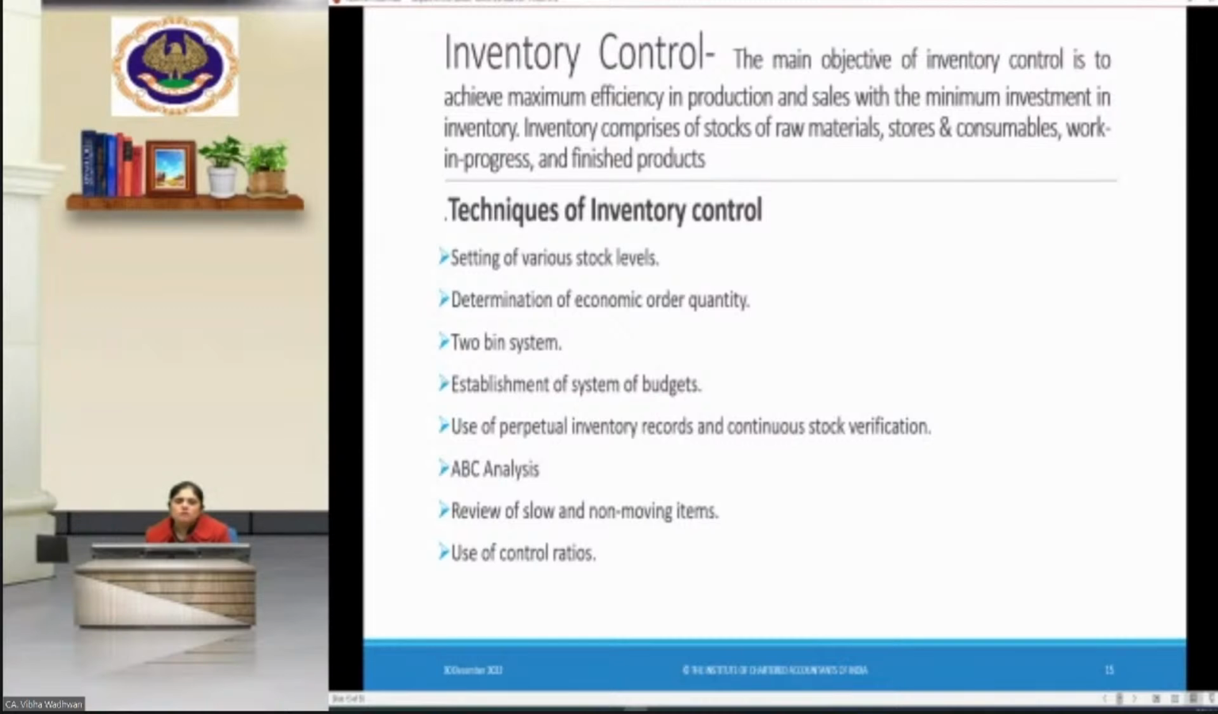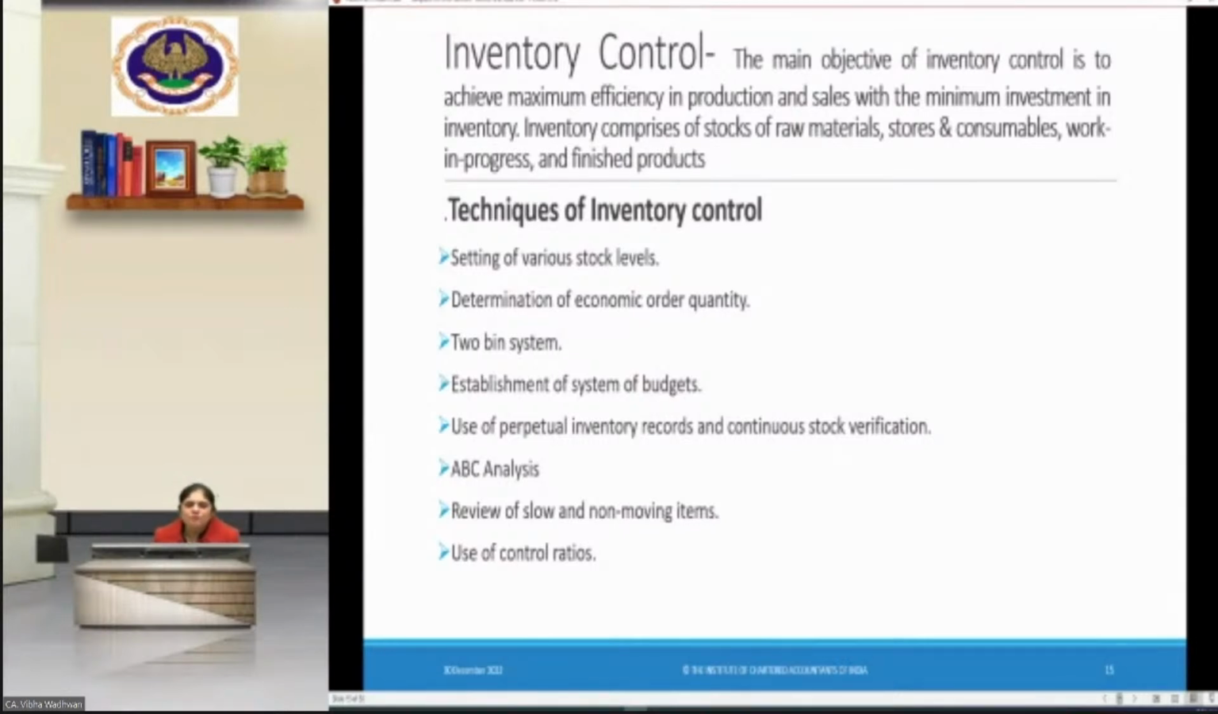All right. So moving on to inventory control. The main object of inventory control is to achieve maximum efficiency in production and sales with the minimum investment in inventory. Inventory comprises of stock of raw materials, stores and consumables, work in progress and finished products. So techniques of inventory control: how can we achieve inventory control with maximum efficiency? The main purpose is that we should have minimum investment in inventory, minimum capital should be blocked. Only that much inventory as is required, and inventory comprises of all these stocks. So every inventory we have to control through these techniques and mechanisms.